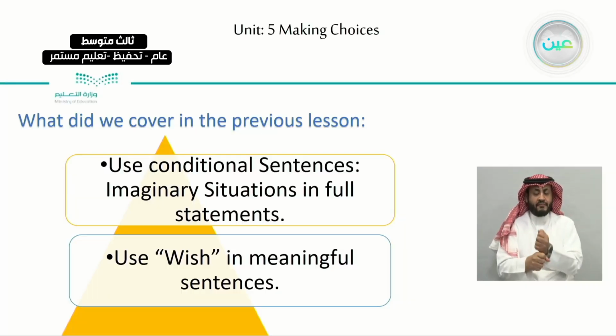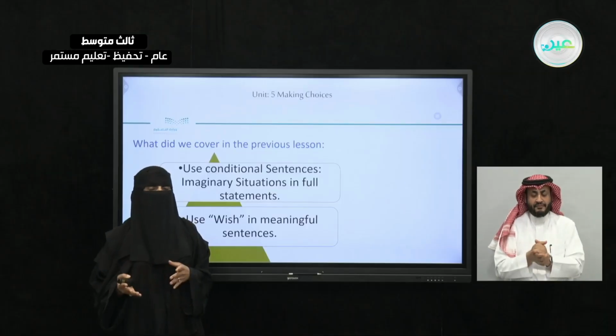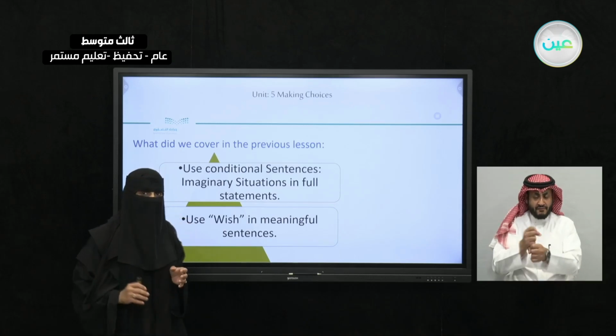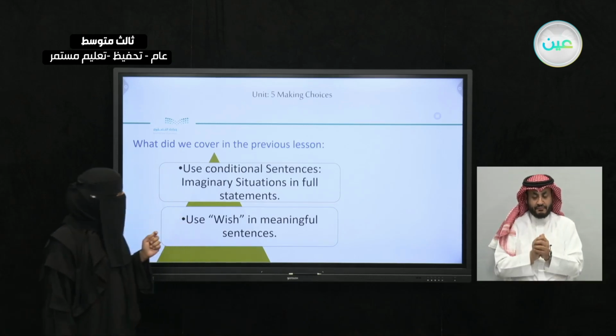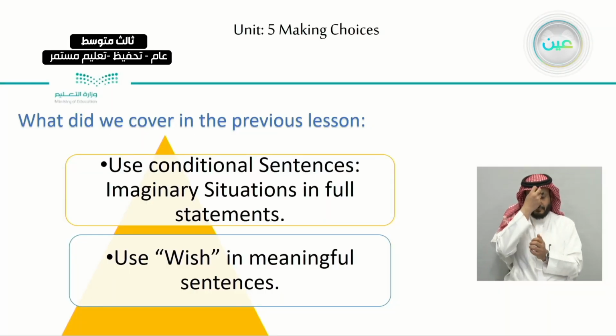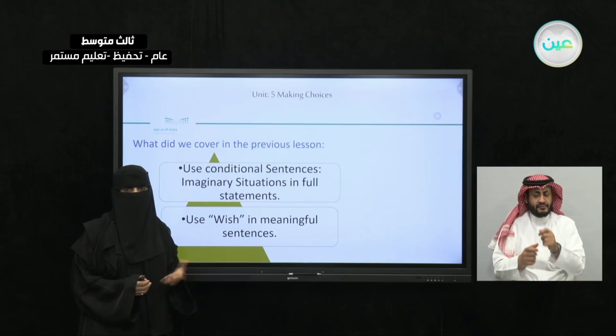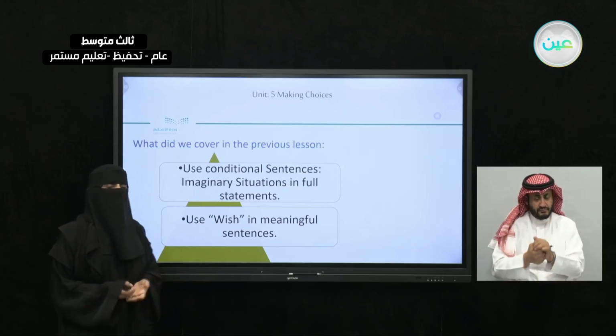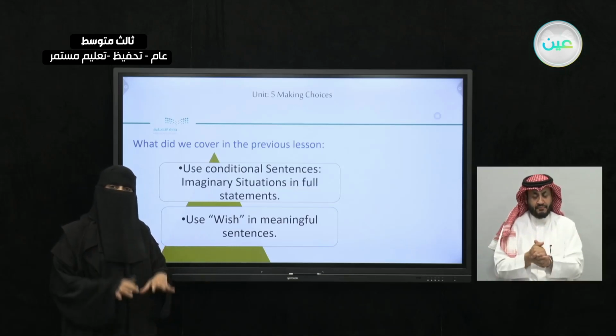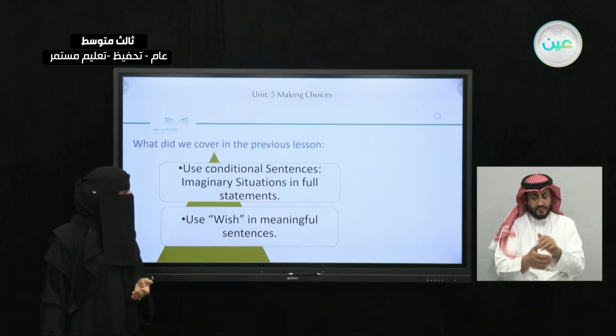Before we start, let's recall what we covered in our previous lesson. In our previous lesson we covered form, meaning and function in unit 5. We covered how we use conditional sentences in imaginary, unreal situations in full statements. Also, how we use the verb wish in meaningful sentences when we want to change the present, okay? Change the reality.